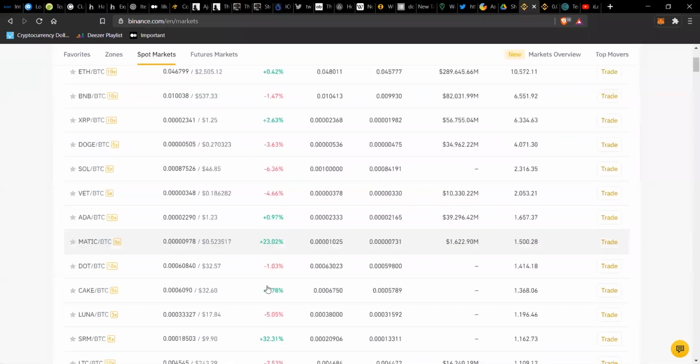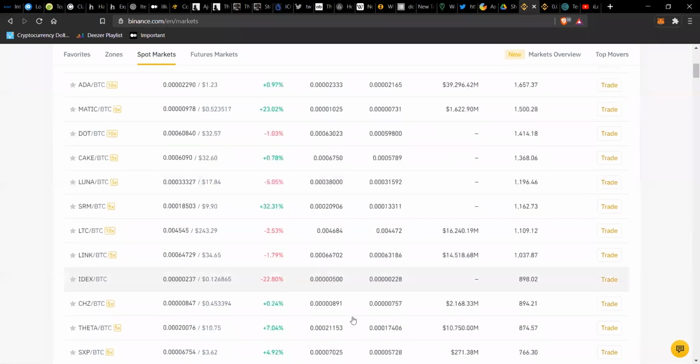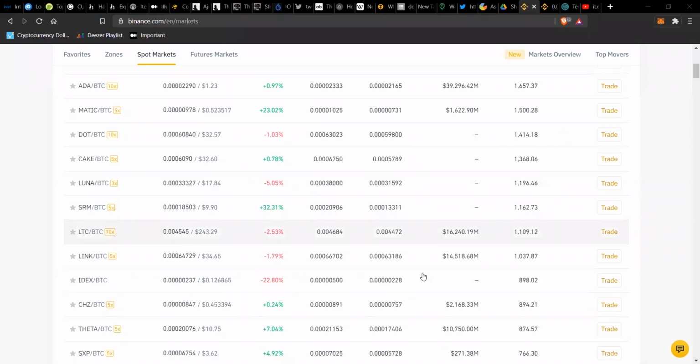So this is 22% down. Looking at this trade, if I sold my Bitcoin to buy IDEX, now I am at a 22.8% loss. But if I just held on to my Bitcoin and didn't buy this IDEX, I would have prevented myself from incurring this loss. So that's why the trading pair matters. You need to know what is traded against what and how the profit comes into play.